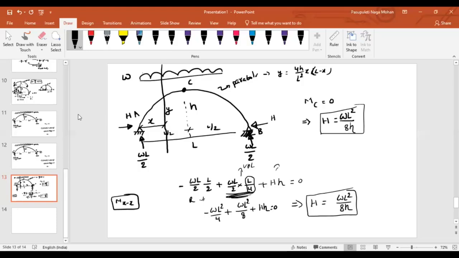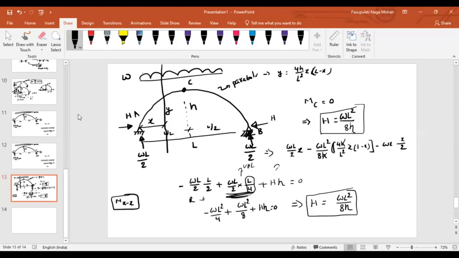What about this? See, as we are not going to discuss many problems, that's why I'm asking you. That is WL by 2 into x, right? Clockwise. Yes, sir. Because of this, minus HA into y. WL square by 8h into y. What is the y I can represent? 4h by L square into x into L minus x. And because of this UDL also, negative WX into x by 2.